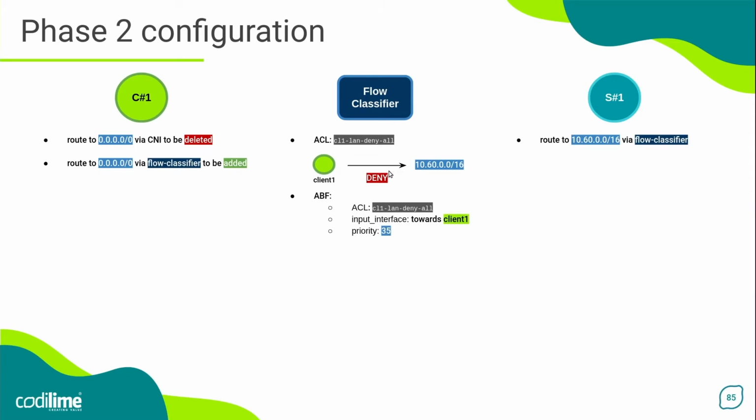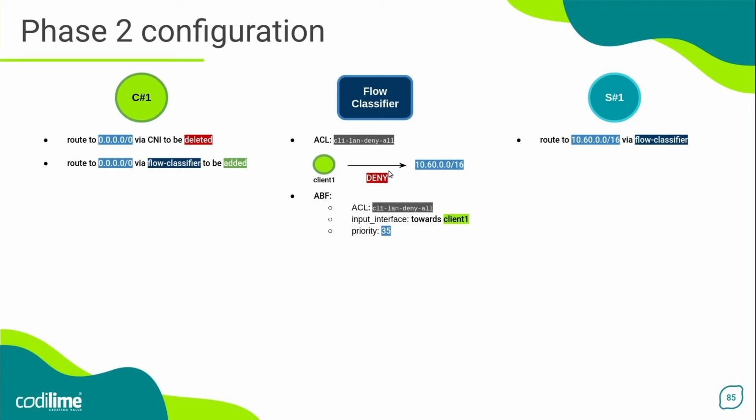The next step is to define the ABF. The ACL it references has already been configured. Now we need to specify an input interface. This is the one to which client 1 is connected. In this particular case, it doesn't make sense to indicate a next hop, as the ACL is configured with a deny action, which means we want to block the traffic, not forward it anywhere.